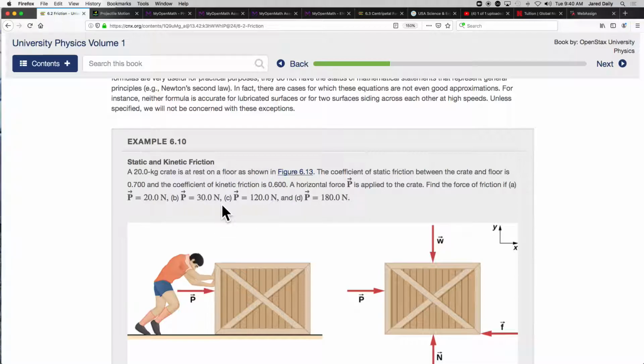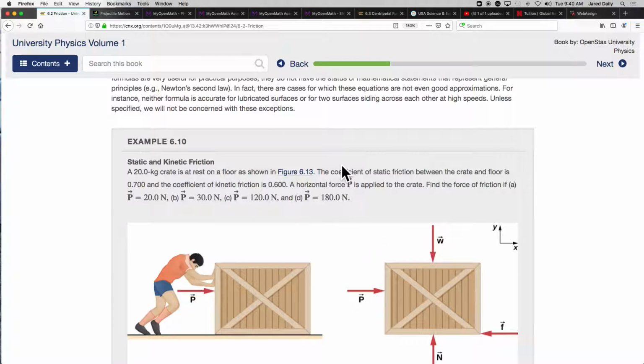In part C, he pushes with 120 newtons. Now he's getting close to moving the box, because the box will move as soon as he pushes with something more than 137 newtons. But it's still not quite enough. It's getting close, but the box will still push back, and it will push back with 120 newtons of friction, and the box will still not move anywhere.